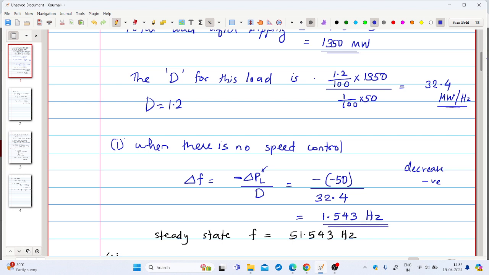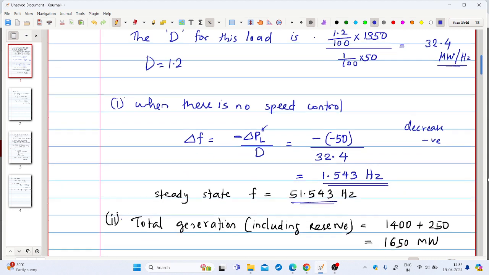You can cross check like this. When load decreases, frequency has to increase. So when load decreases, delta F has to be positive. So the steady state frequency will be nominal frequency plus this delta F. So it will be 51.543 hertz.